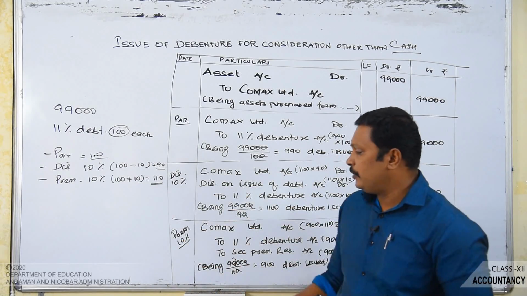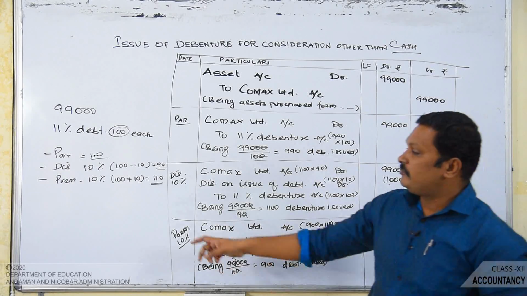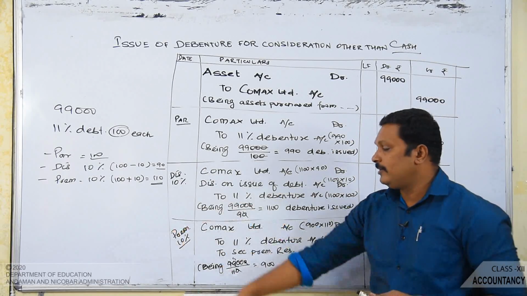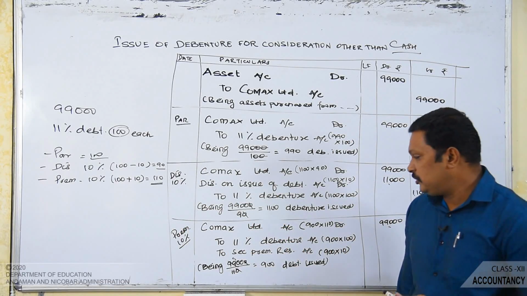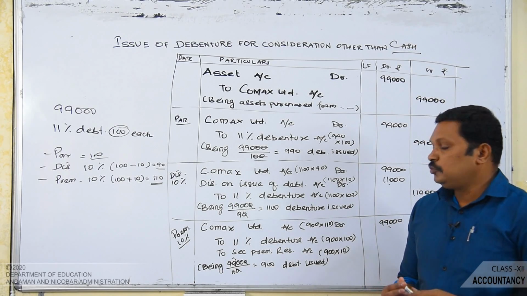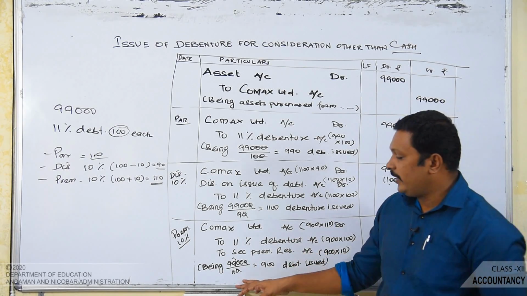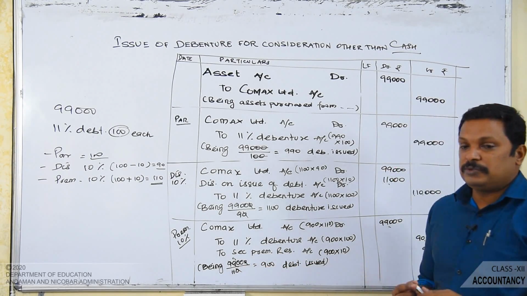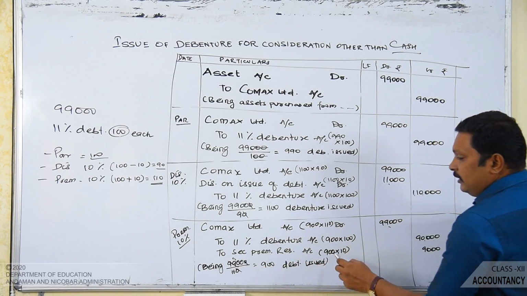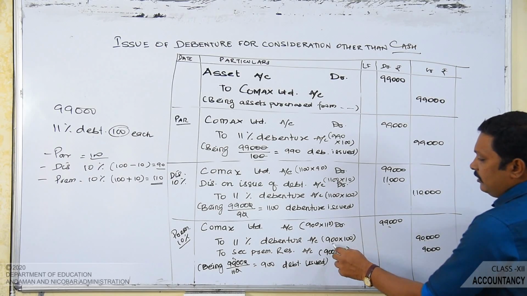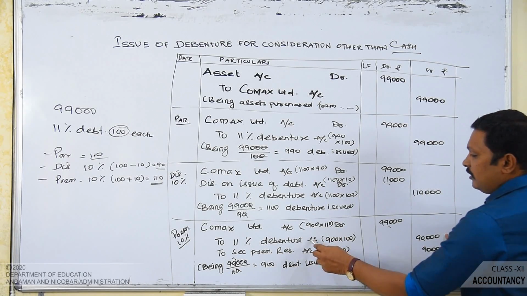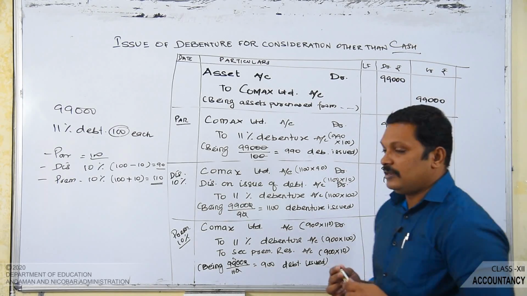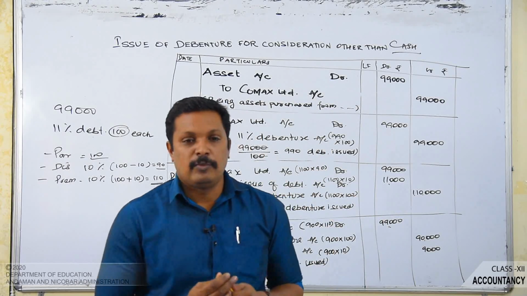Write that. After that, we are issuing at a premium. So the issue price will be more than the nominal price. The issue price is now here 110. So the entry is Comax Limited account debit to 11% debenture, to securities premium reserve. In the same way we divide the cost of the asset by the issue price. We got 900 debentures issued. So the 900 should be multiplied into the nominal value, that is 100, 900 into 100, 90,000 will appear in debentures, and after that 900 into 10, 10 is the premium, 9,000. If we add both, we get 99,000. Very easy and very simple problem, isn't it?